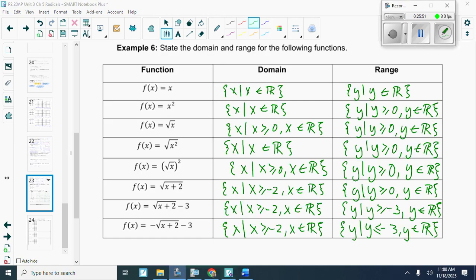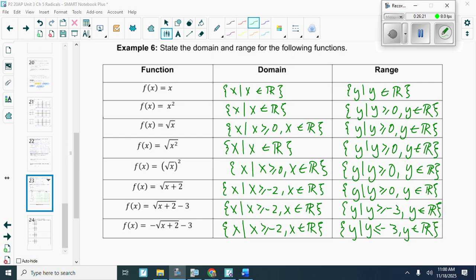Okay, I've gone ahead and filled it all out. Okay, so no surprises with our linear line. There's no restrictions on the linear line. X and Y both belong to real numbers. Okay, when we square it, right, we lose all of our negative Y values. So Y is greater than or equal to 0. Okay, here's our radical that we've been learning about. So there's a restriction that X has to be greater than or equal to 0, and same with Y.